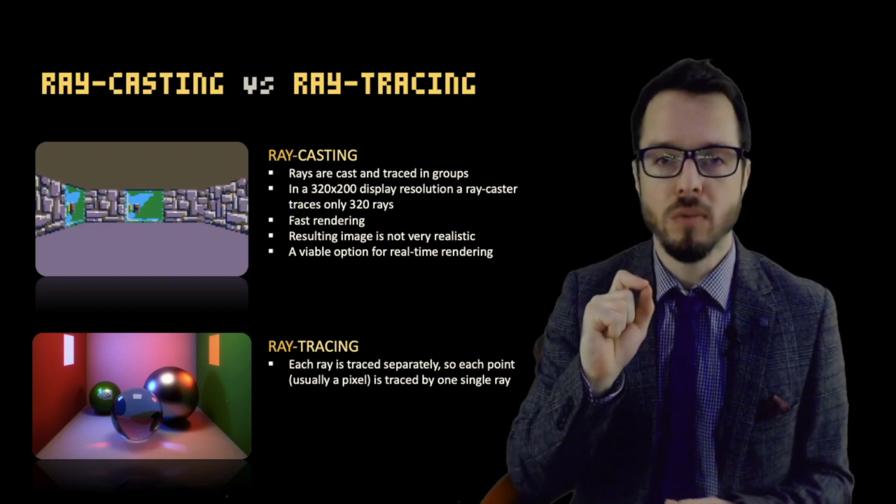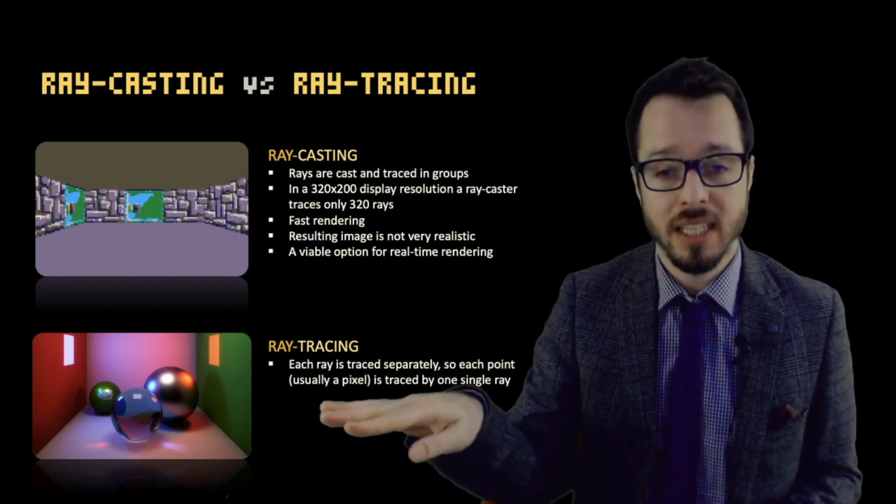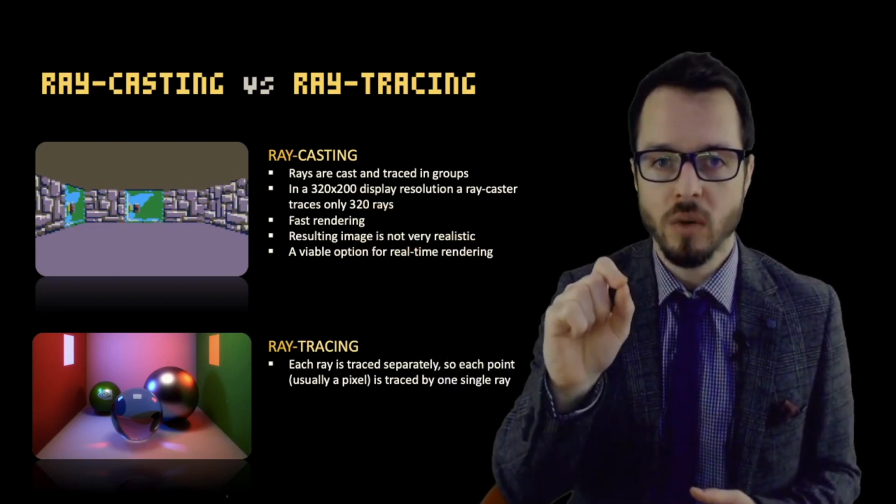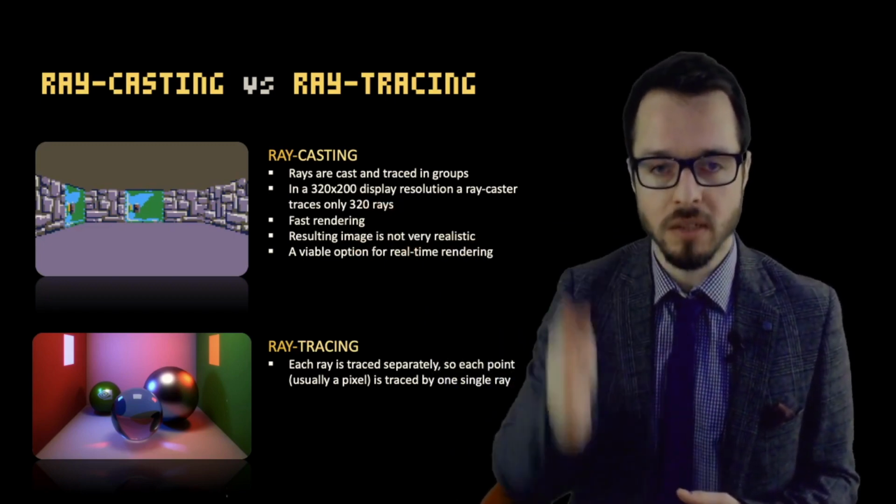So one ray is responsible for only one pixel. That is different than in the raycasting world, right? So up here, we have one ray responsible for an entire column of pixels.